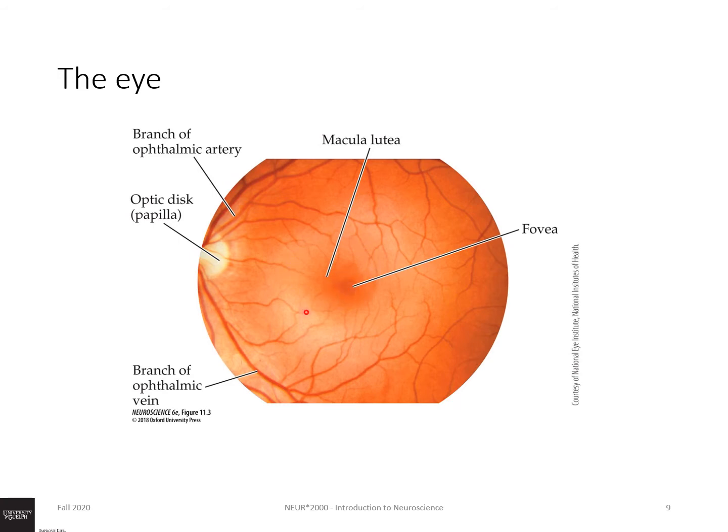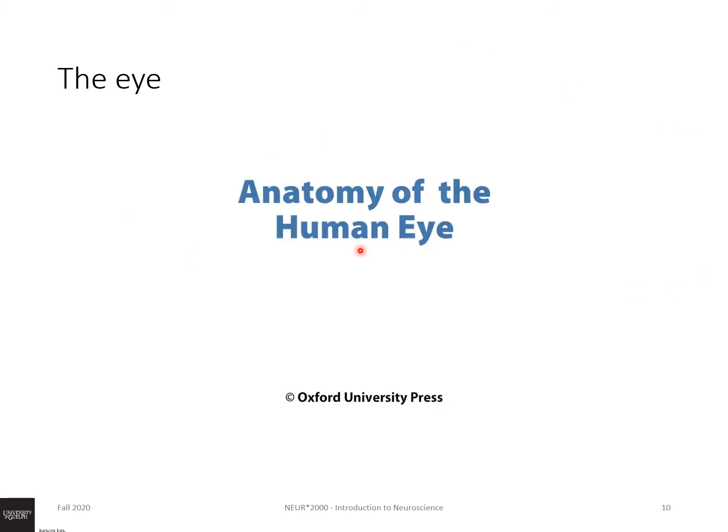So the macula lutea is about 3 millimeters across. So it's the region of the retina that has the highest visual acuity. The fovea is this depression or pit. It's about 1.5 millimeters across, and that lies directly in the center of the macula lutea. So here is a video.